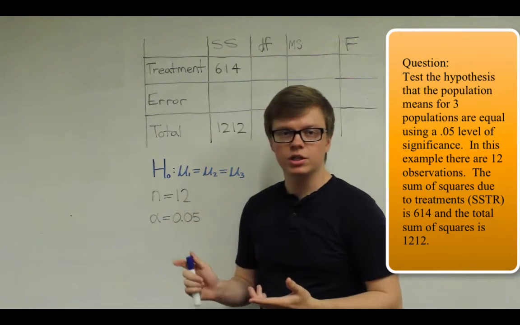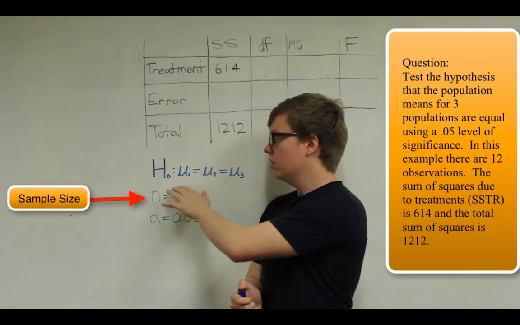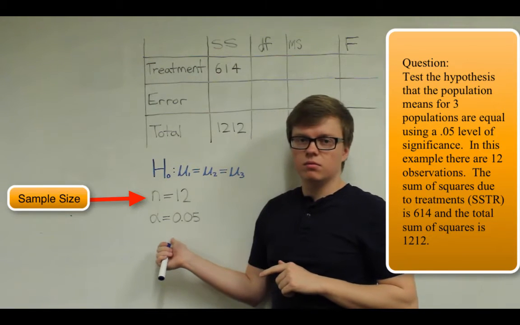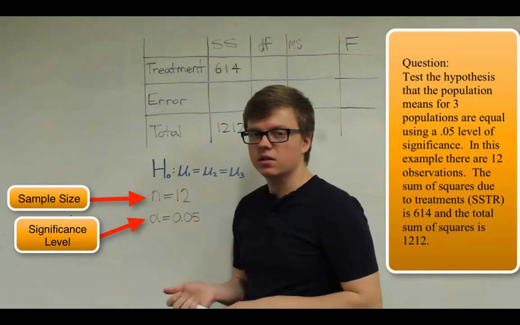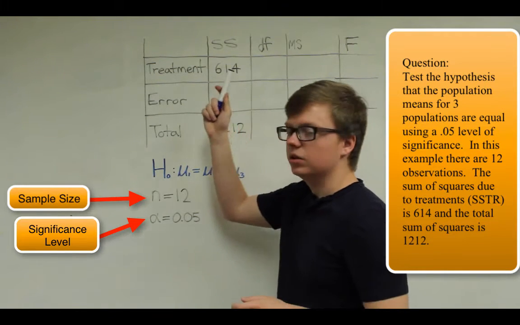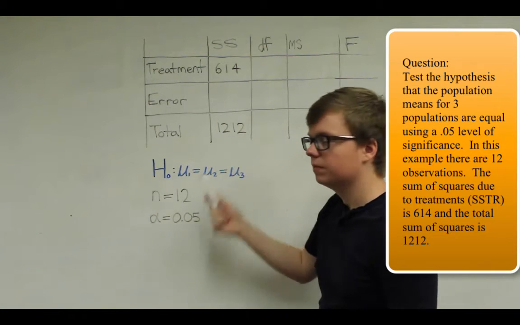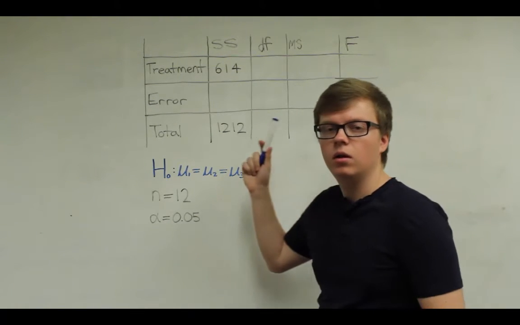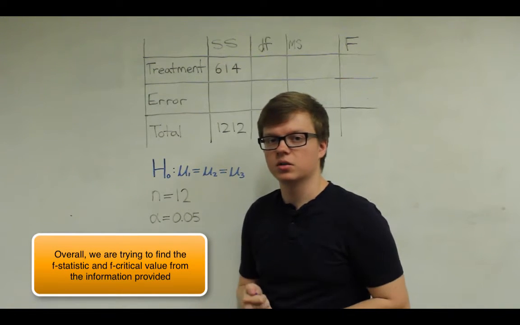So there's some information already given to us. We know that the overall sample size is 12, meaning there are 12 total observations. And then when we do the critical value and actually make a conclusion from the test, we're going to use a significance level of 0.05. And then we are also given that the sum of squares due to treatment is 614, and the total sum of squares is 1,212. Given this information, we need to fill in the rest of this table, find the F statistic and the F critical value, and then make a decision about our test.